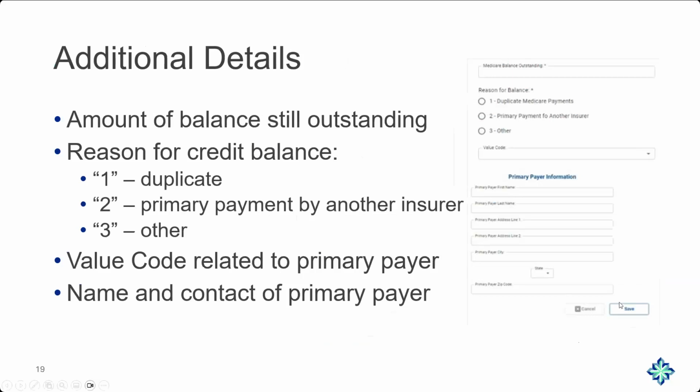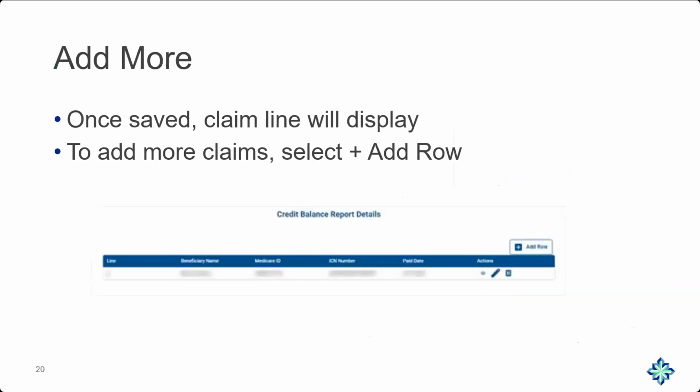And I know it's just a little bit blurry, but we have a Save button. If you need to go back and change something, start over, there's also a Cancel or a Clear button if you need to start over. So once you click that Save button, then the claim line is going to display, and you have the option to, there's an eye, like an actual physical eyeball looking icon if you want to view it, pencil if you need to edit it, or a trash can if you need to delete it.